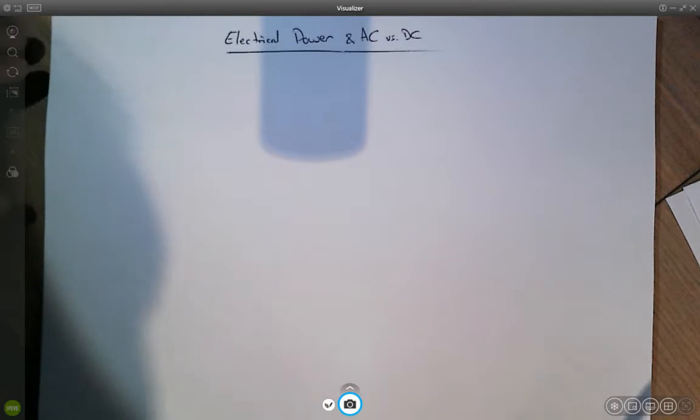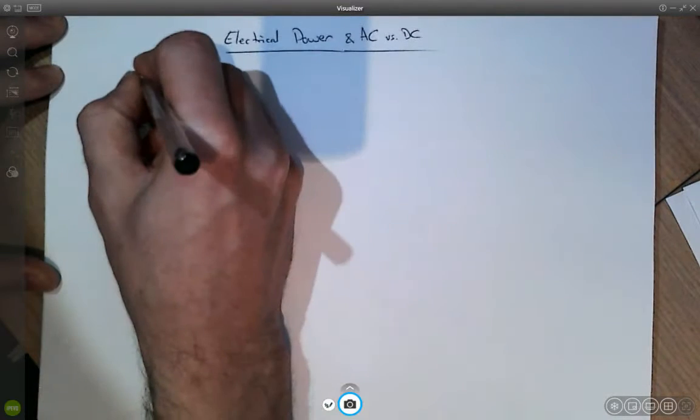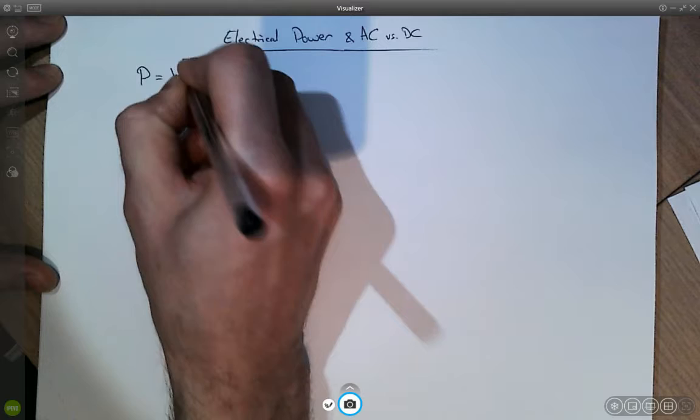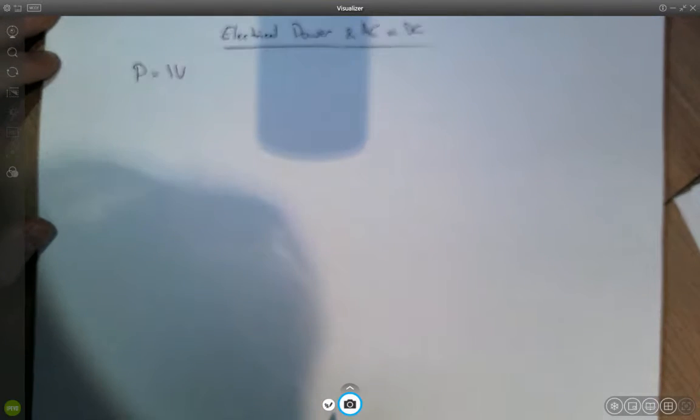In this video, we're going to look at electrical power and also AC and DC current for GCSE Science. So the fundamental thing for this part of the unit, and the thing that comes up the most in exam questions, is the use of this formula.